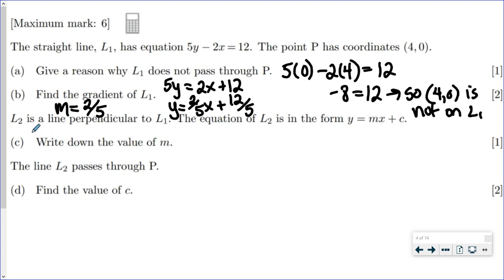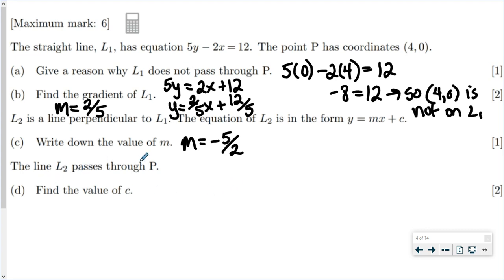All right, moving on. L2 is a line perpendicular to L1. The equation of L2 is in the form y equals mx plus c. Write down the value of m. So I know that m is simply the opposite reciprocal of the slope of line 1, since it is perpendicular. So m is going to equal negative 5/2. Just opposite reciprocal. Flip it, change the sign.